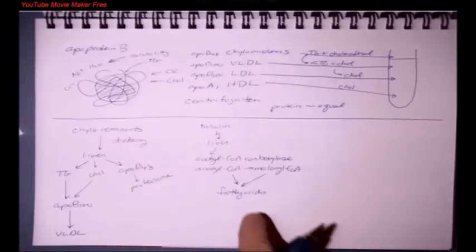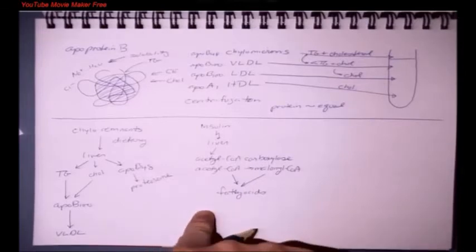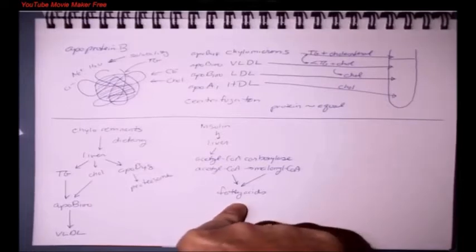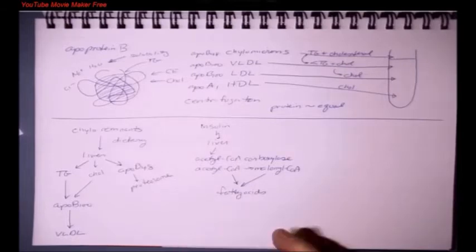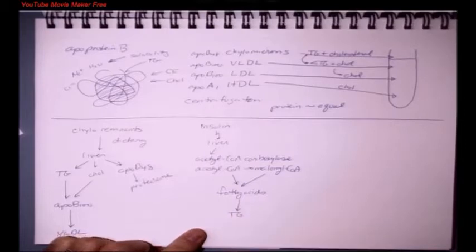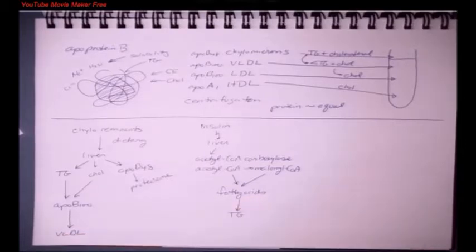And now remember, in the liver, once we make fatty acids, we have to get them out of the liver as quickly as possible. Because if we don't, that's when we get steatosis. So the mechanism to get rid of this is through triglyceride synthesis. So we are going to take these fatty acids and we're going to combine them into a triglyceride structure.